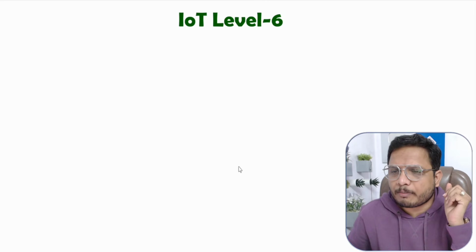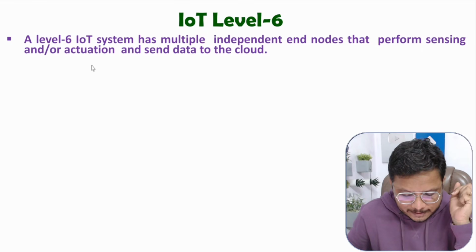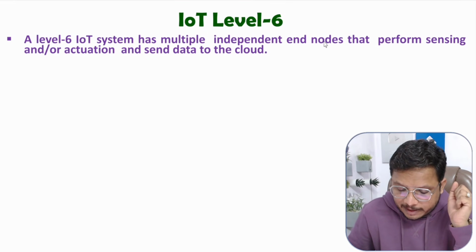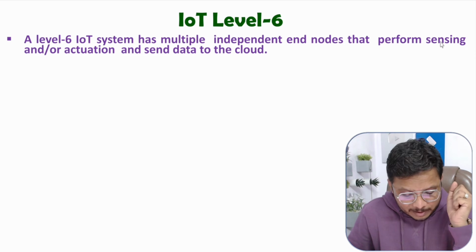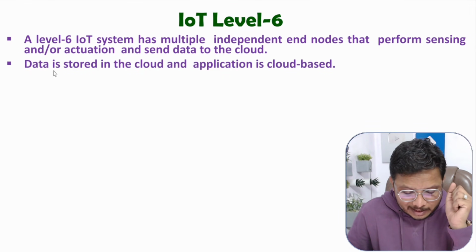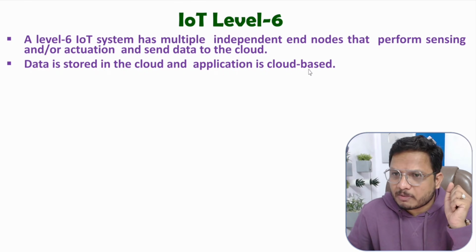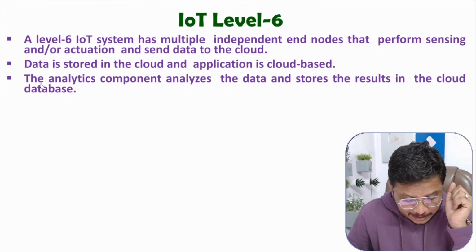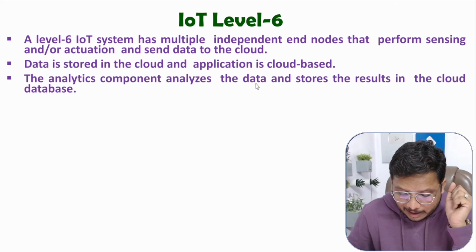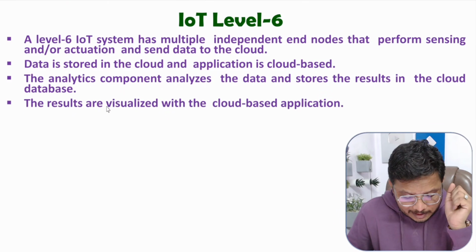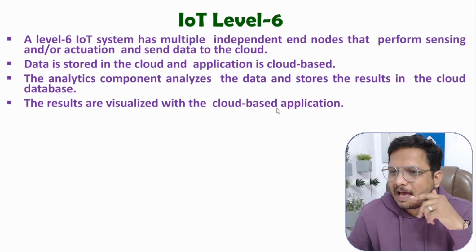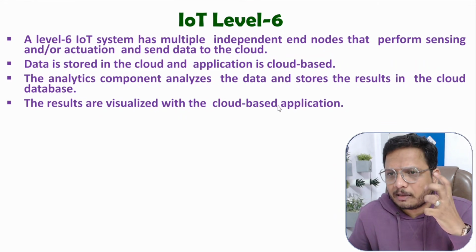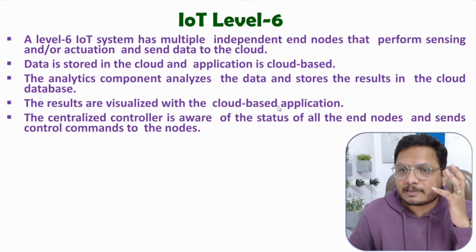Let me discuss the points which I have here for level 6. In level 6, multiple independent end nodes will be there, performing sensing and actuation, and sending data to the cloud. Data will be stored on the cloud. The application will be a cloud-based application. The analytics component analyzes the data and stores the results in the cloud database, right? The results are visualized with the cloud-based application. So here we have data prediction kind of things, where we are visualizing the results as well.